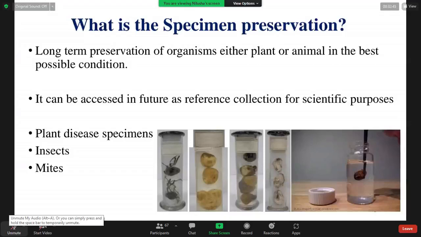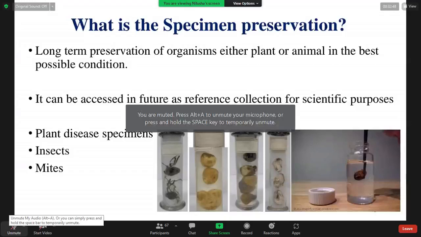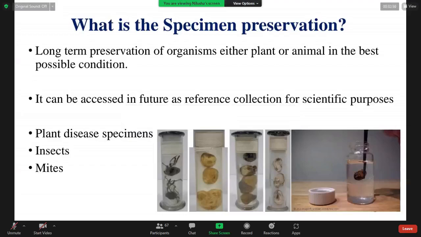What is specimen preservation? Preservation is the long-term preservation of an organism, either plant or animal, in the best possible condition. That is the definition of preservation.